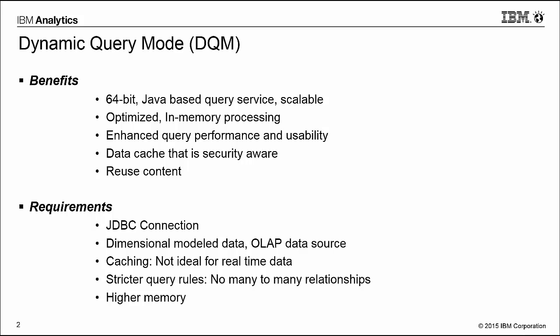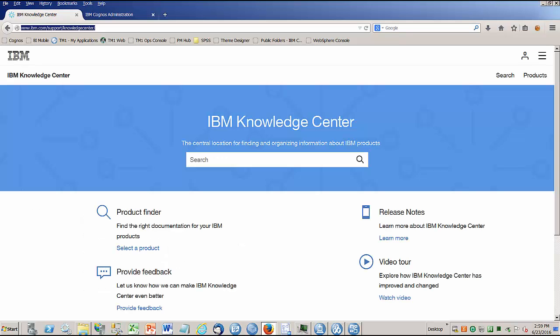Some requirements to consider. These are JDBC connections, so those have to be configured. The data has to be dimensionally modeled or from an OLAP data source. Caching is not ideal for real-time data, but it can be turned off in circumstances where needed. There are stricter query rules, no many-to-many relationships, and there are higher memory requirements for all the caching that takes place.